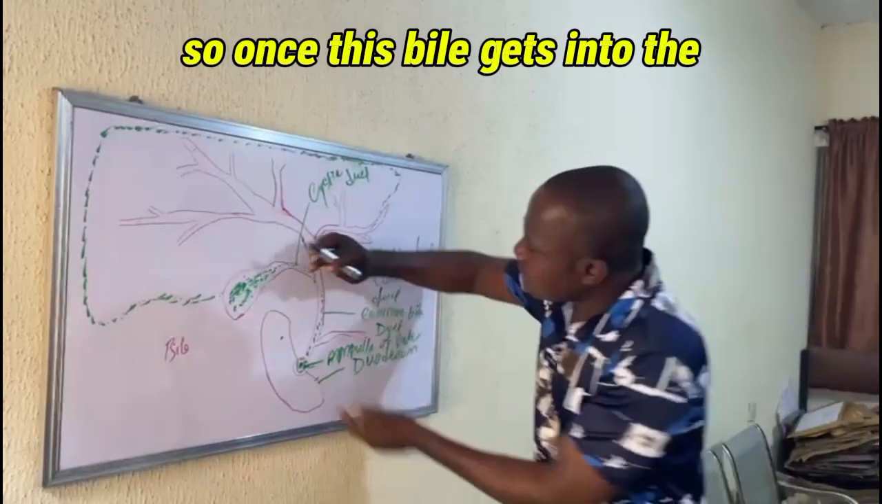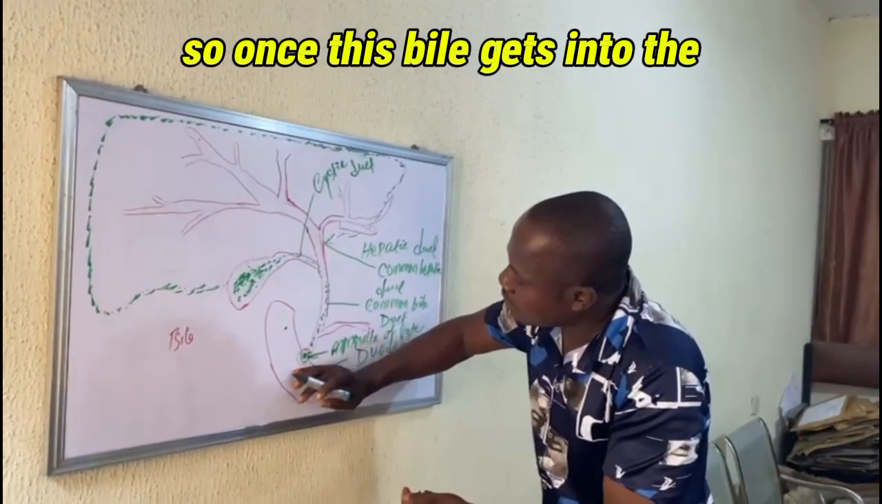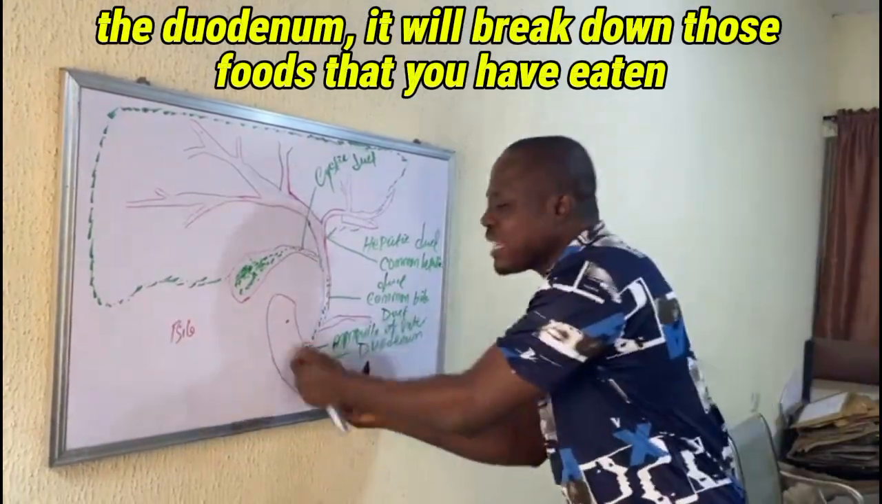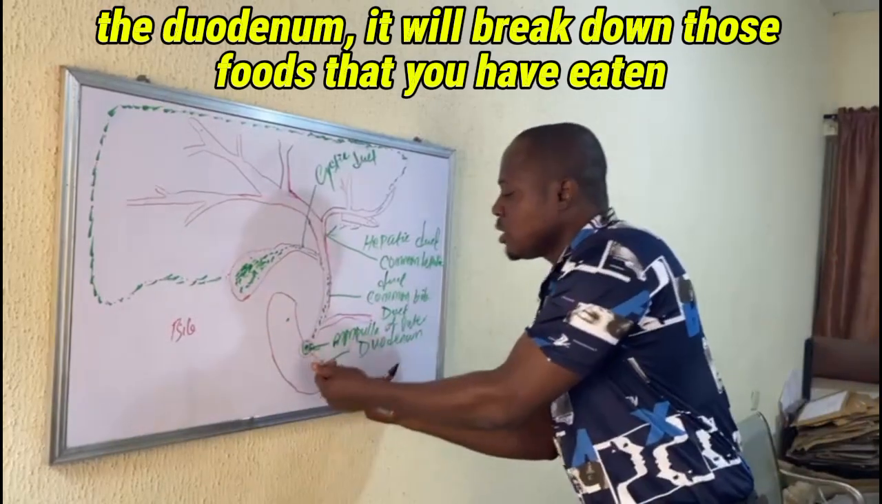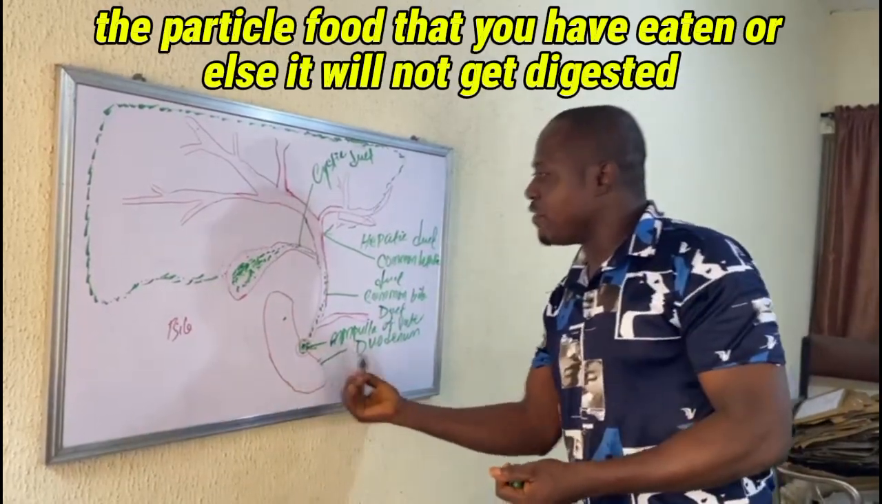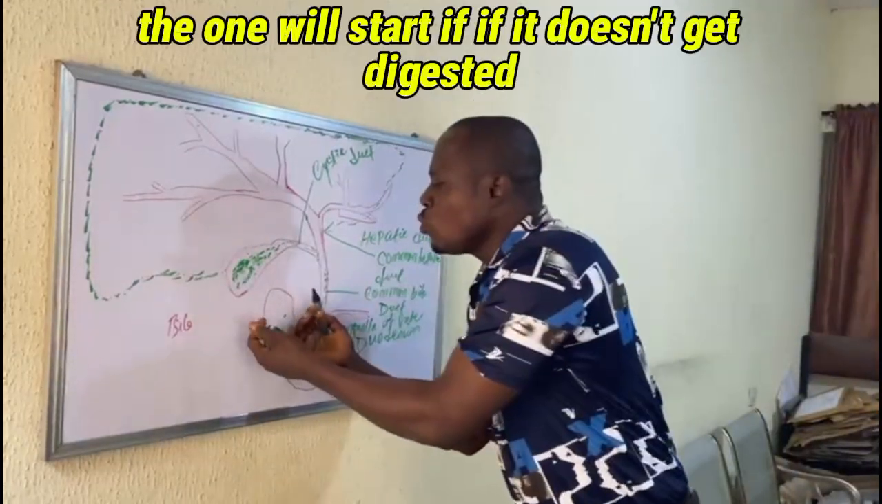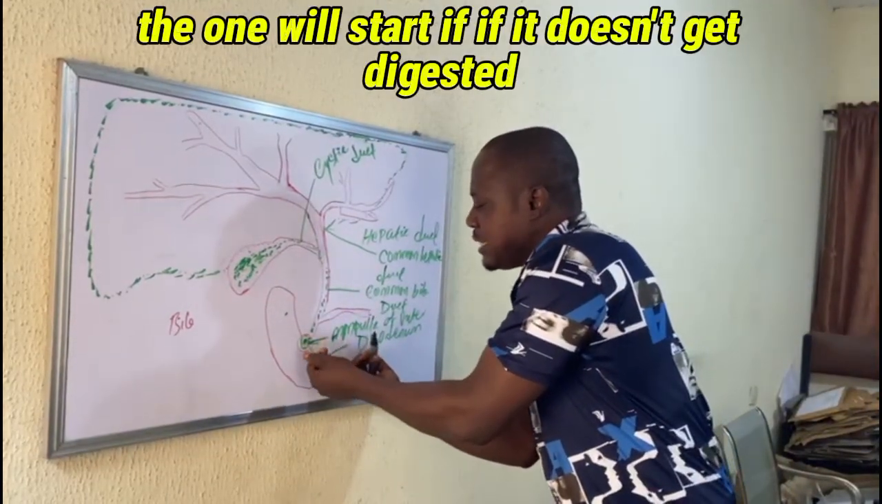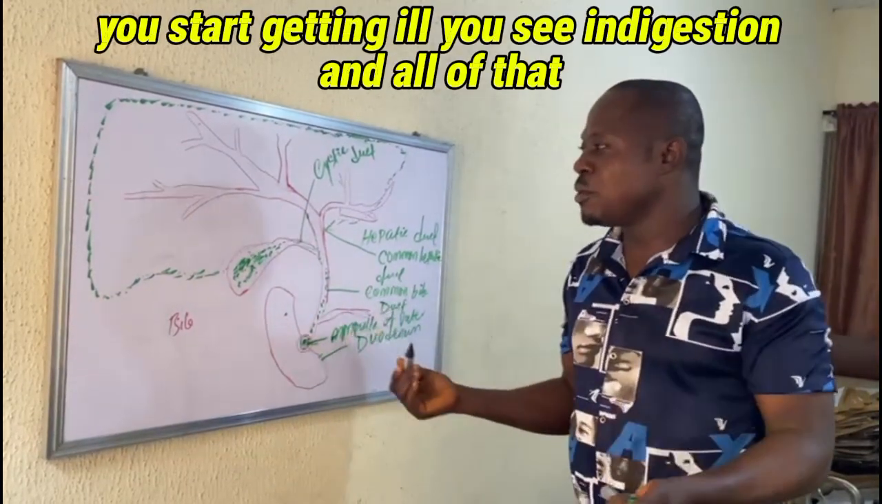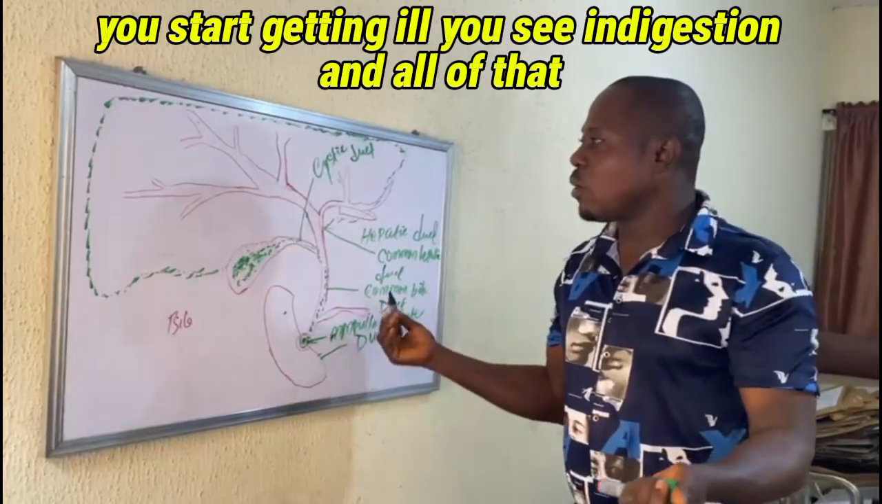So once this bile gets into the duodenum, it will break down those foods that you have eaten, the fatty food that you have eaten, or else it will not get digested. If it doesn't get digested, you start getting ill, you see indigestion and all of that.